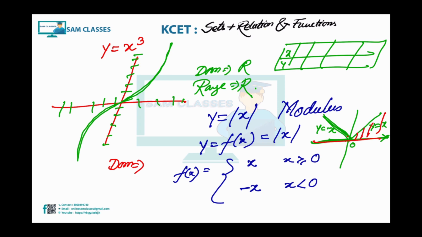So everything we are putting in x, correct? We are putting every value in x. So the domain is what? All real numbers. But what about the range, student? Are we able to get every value on the y axis?